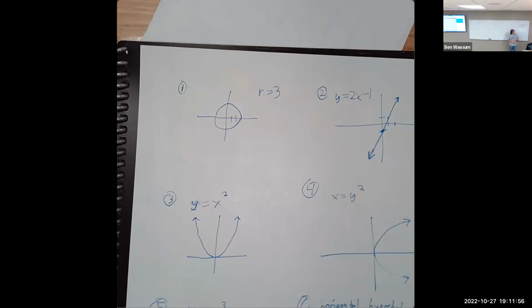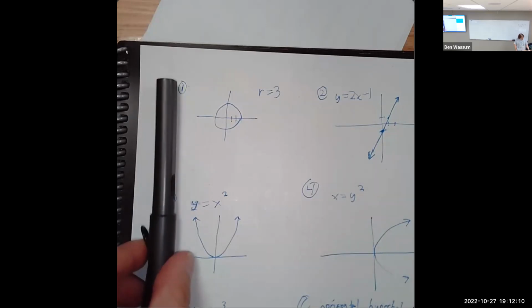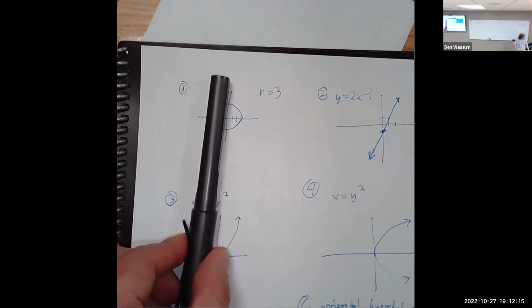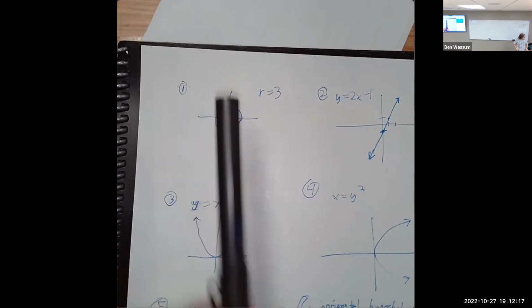Number one, we got a circle. Is a circle a function? It is not a function. Think of the vertical line test. Pass a vertical line through this guy. If it hits more than once anywhere, it is not a function.